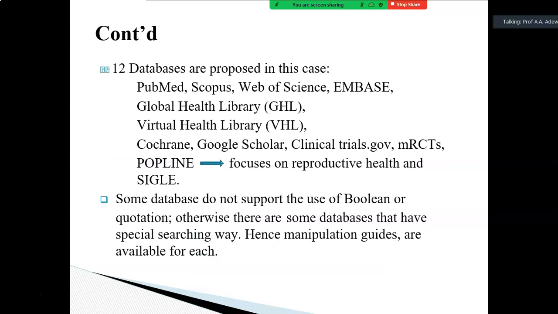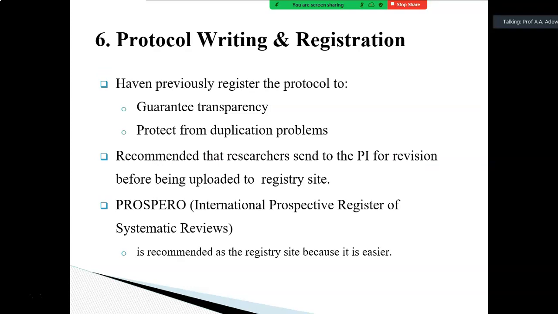About 12 databases are proposed in this case, and these ones are as listed: PubMed, Scopus, Web of Science, Global Health Library, Virtual Health Library, Cochrane, Google Scholar, clinicaltrials.gov, MRCTs, Popline, and SIGO. Some databases do not support the use of boolean or quotation. Otherwise, there are some databases that have special searching ways. Hence, manipulation guides are available for each.